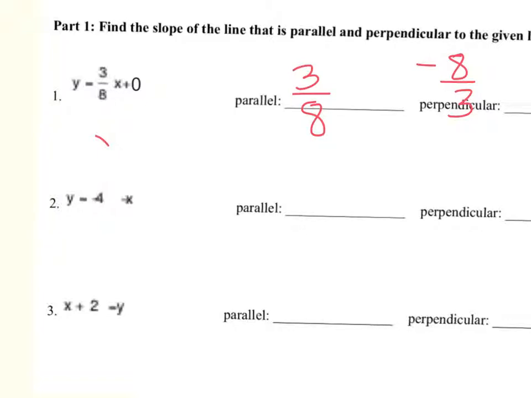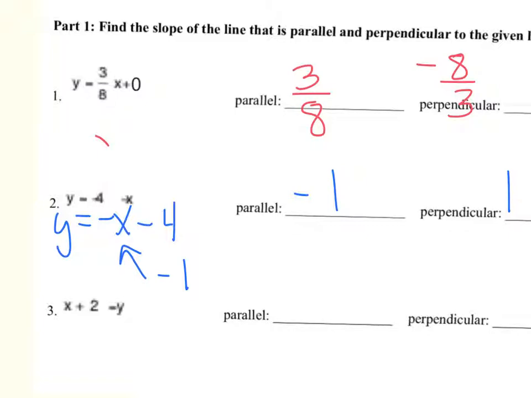The next equation is y equals -4 minus x. Let's rewrite this in slope-intercept form. Y equals -x minus 4. So let's remember that the coefficient of -x is -1. So a line that's parallel would have the same slope, or -1. A line that's perpendicular would have the negative reciprocal. So the negative reciprocal of -1 would simply be +1.